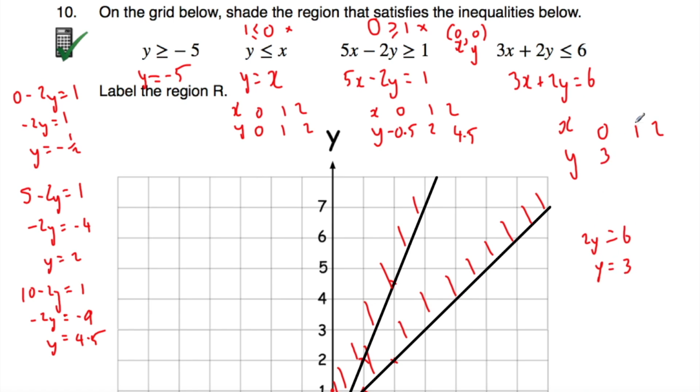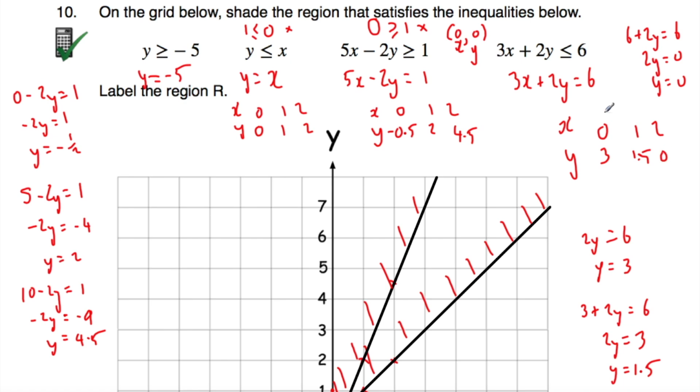So that's that point. Next, x is equal to 1. 3 times 1 is 3. And then we've got plus 2y equals 6. If we take 3 away from both sides, we get that 2y equals 3. And then if we halve it, y is equal to 1.5. So that's 1.5. And then finally, we've got 2. 3 times 2 is 6, plus 2y is equal to 6. Take 6 off both sides, so we get 2y equals 0. So that means that y is equal to 0. So we've got 3 points: 0, 3; 1, 1.5; and 2, 0.